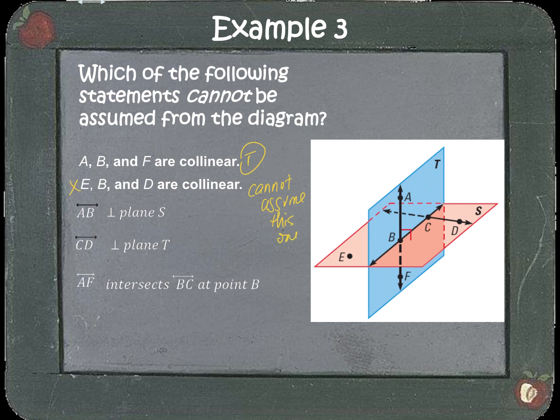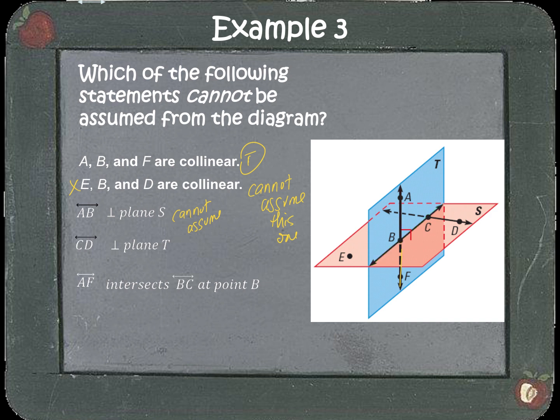Okay, the next one says, line AB is perpendicular to plane S. To be perpendicular to plane S, line AB must intersect the plane in a point, and it does, but it must also be perpendicular to all lines that intersect at that point. And I don't know that line AB is perpendicular to line BC. I know it intersects it, but I don't know that it's perpendicular to it. They didn't give me the symbol, and therefore I cannot assume this one as well.